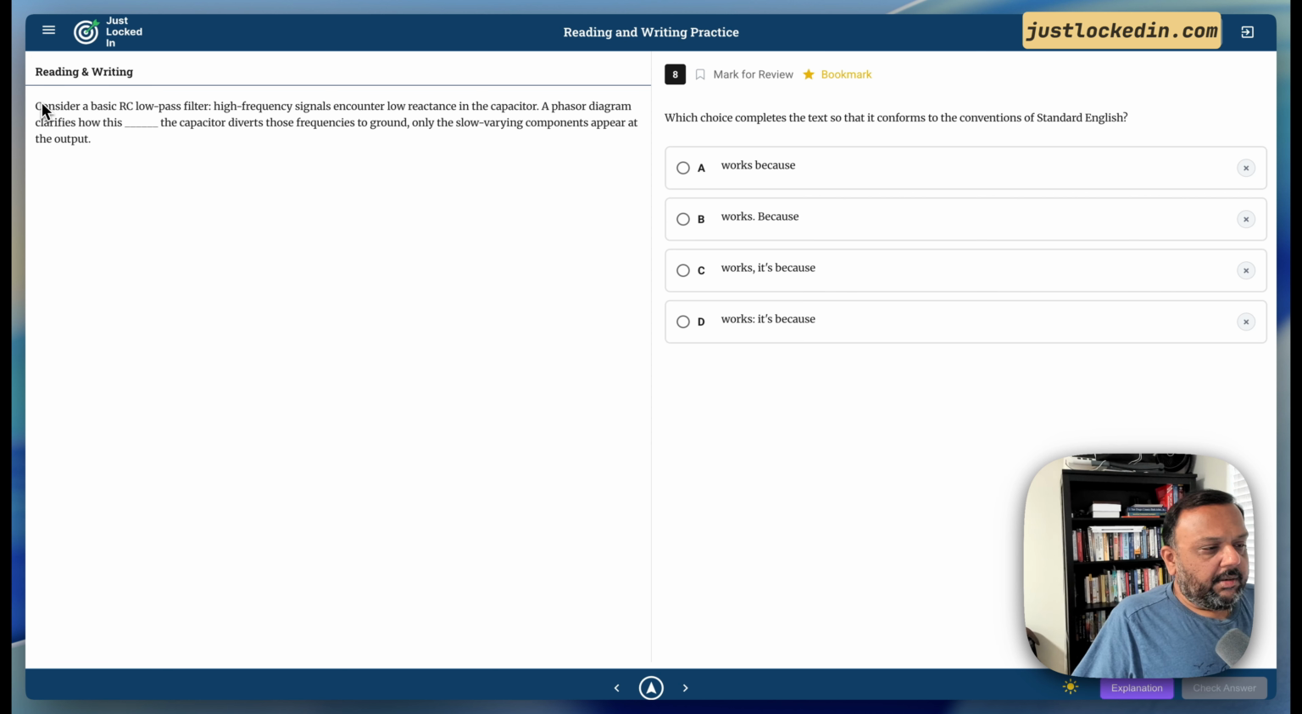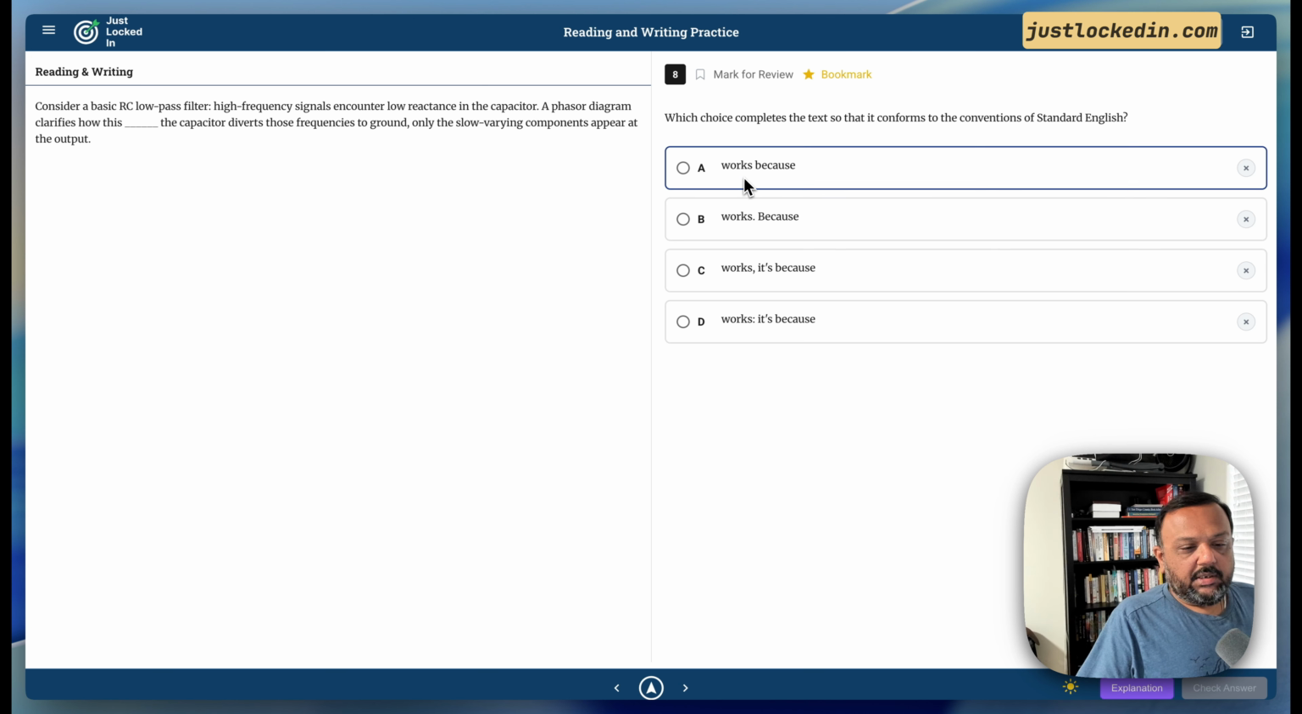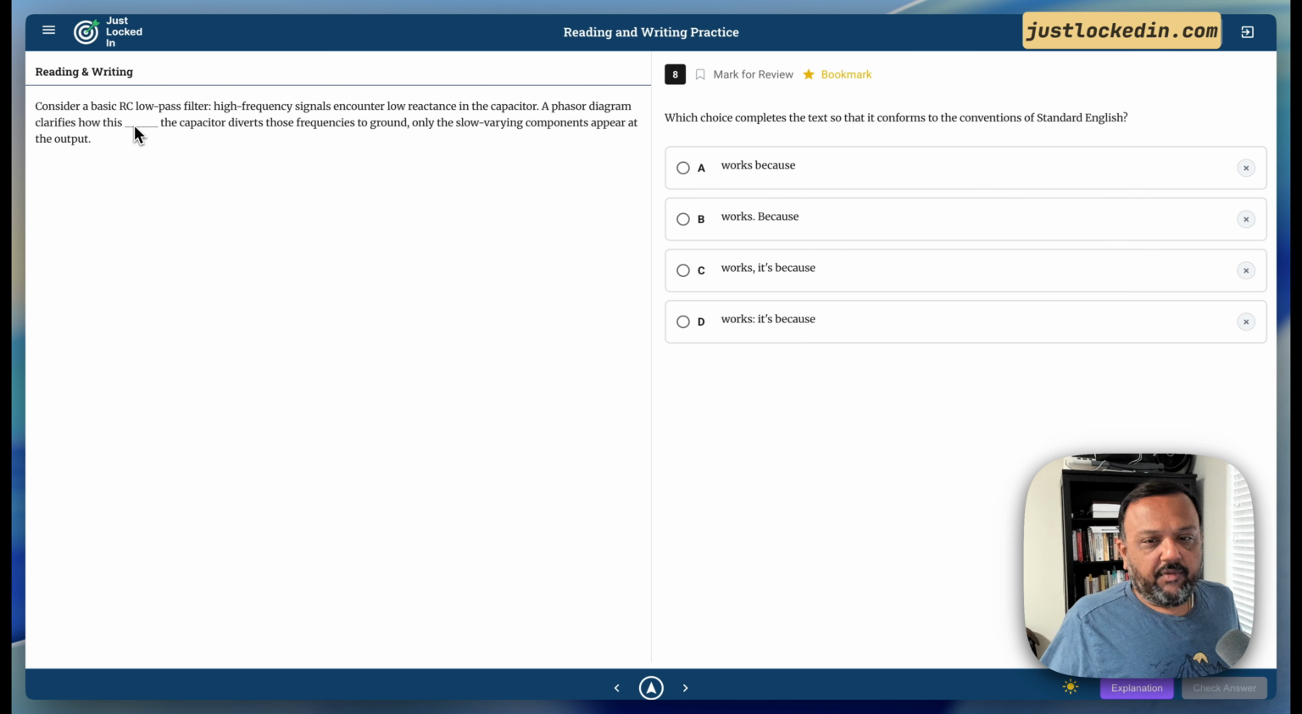Okay, this one, something concerning electronics. Consider a basic RC low pass filter. Okay, high frequency signals encounter low reactance in the capacitor. A phasor diagram clarifies how this works. The capacitor diverts those frequencies to ground. Only the slow varying components appear at the output. Okay, so let's just look at this one. This is where the question is. A phasor diagram clarifies how this works. Okay, that's a full sentence.